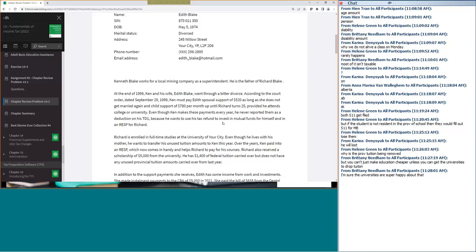Kenneth makes these payments every year, but he never reported them as a deduction on his TD1. So I'm not sure if you were very aware of what a TD1 is, but that's the form that you go to your employer and you say, these are all the credits I'm getting. I want you to take off the minimum tax needed, assuming that I'm going to have these credits and adjustments. Kenneth said, I'm not going to do that. I'd rather get a refund. So he's just claiming the basic amount and everything else he's not adjusting for. So his employer will take more tax off than they need to and he'll probably get a refund every year. That's what that sentence means.